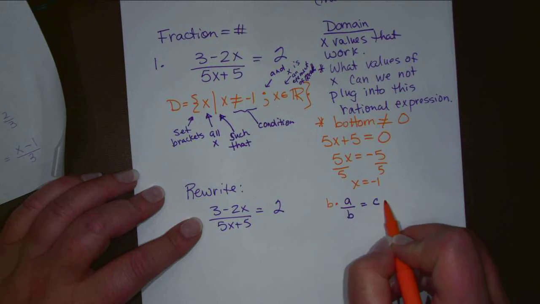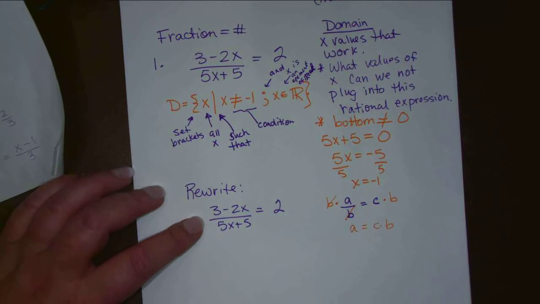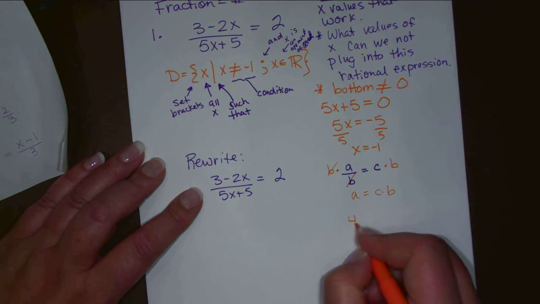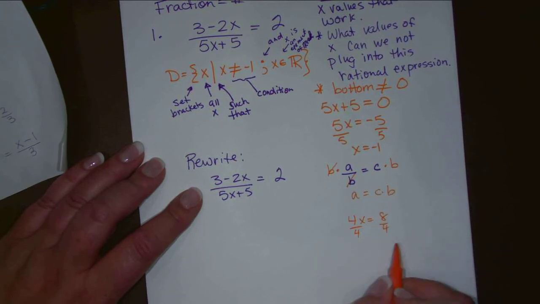Multiply both sides by b. These will cancel, and you'll have a equals c times b. And it's no longer a fraction. We did the same thing already when we saw things like 4x equals 8. We divide both sides by 4.